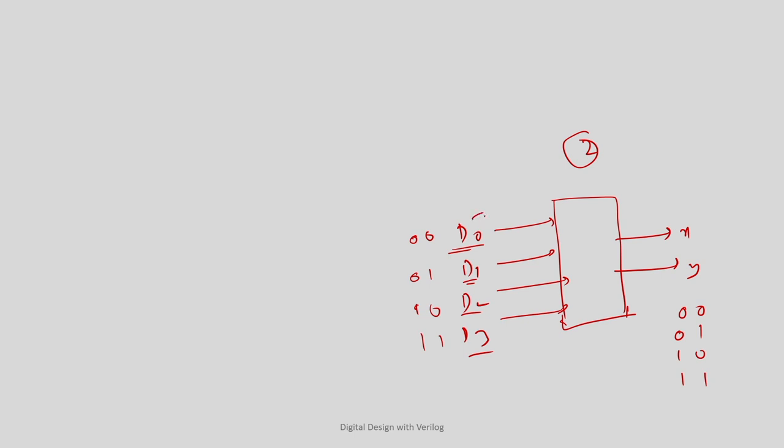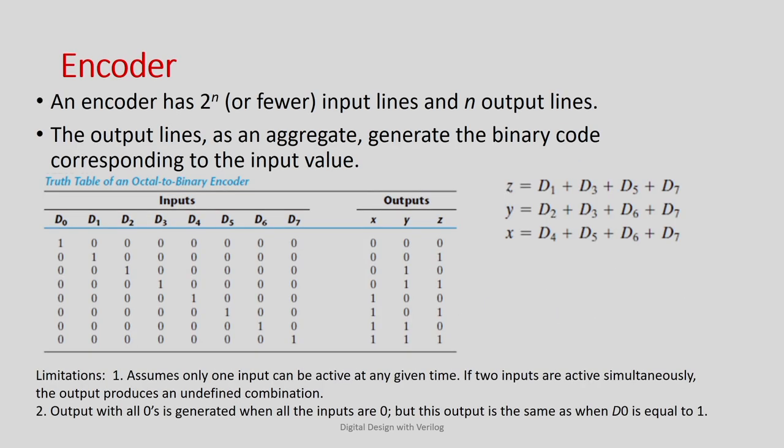If D0 equals 1, the output will be 00. If D1 equals 1, then the output will be 01, and so on. This way it encodes the input. As I mentioned, the output lines generate the binary code corresponding to the input value. Every input has a number, 0 to 2 to the power n minus 1, and the output will be n bits.